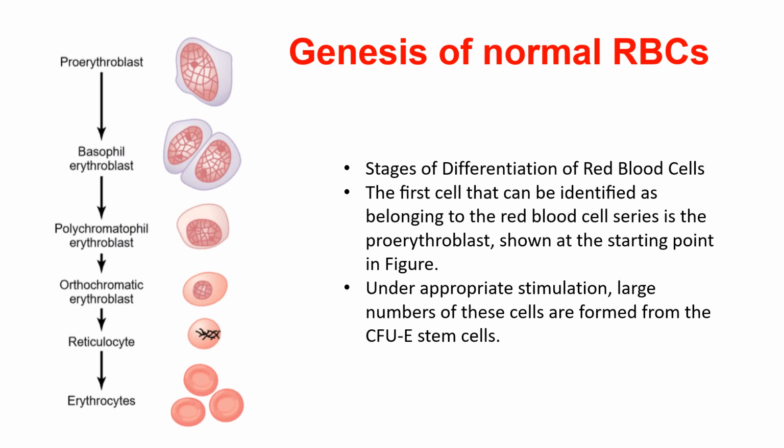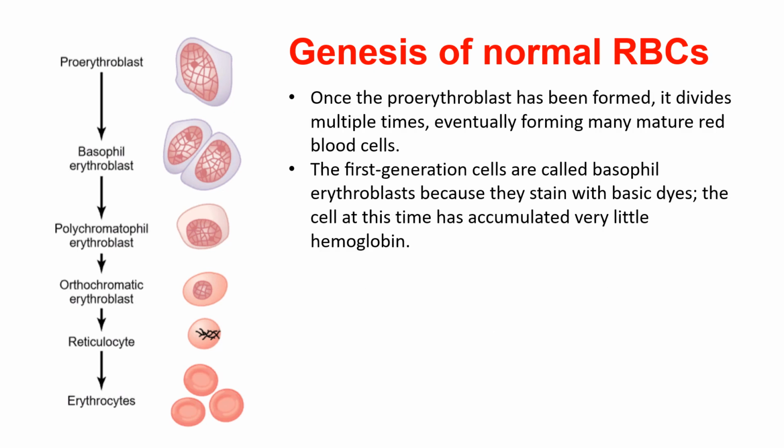Stages of differentiation of red blood cells. The first cell that can be identified as belonging to the red blood cell series is the proerythroblast, shown at the starting point in the figure. Under appropriate stimulation, large numbers of these cells are formed from the CFU-E stem cells. Once the proerythroblast has been formed, it divides multiple times, eventually forming many mature red blood cells.